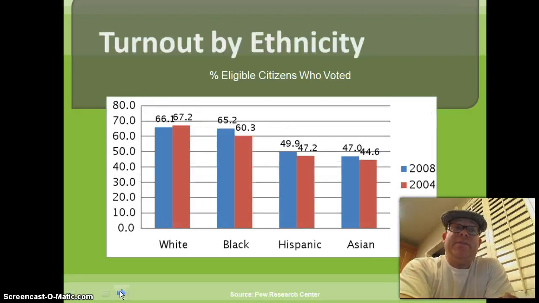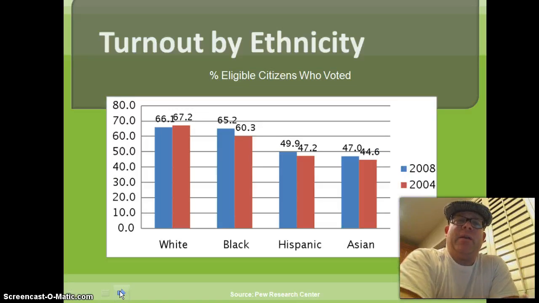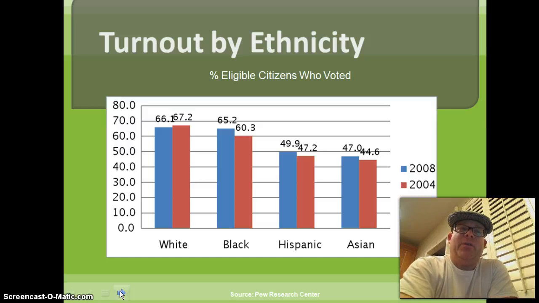All right, turnout by ethnicity. Again, you'll notice these numbers here. I have 2004 and 2008. White, black, Hispanic, and Asian voters in the United States and how they turn out. Okay. And they're also broken down by, in 2004 and 2008, who they voted for in terms of turnout per party. Blue for Democrat, percentage turnout. That's what's listed here in 2004 and 2008.